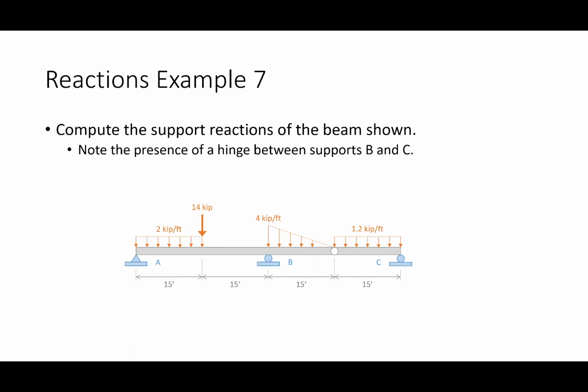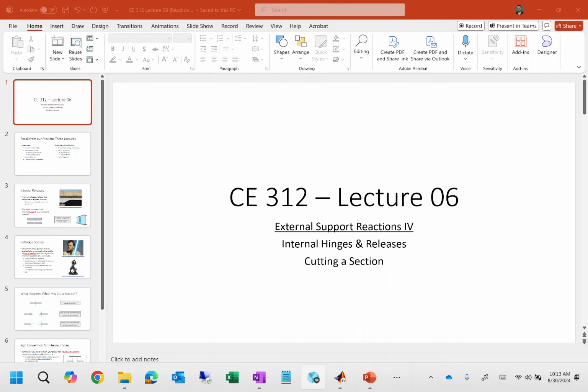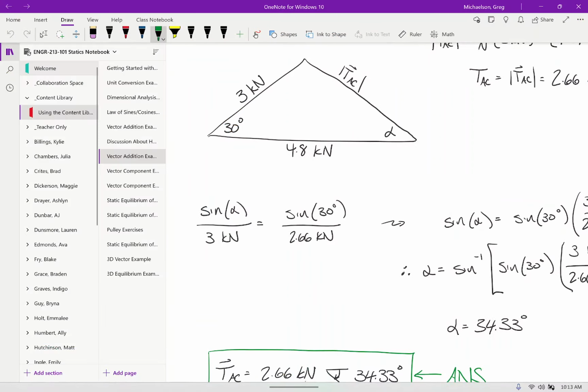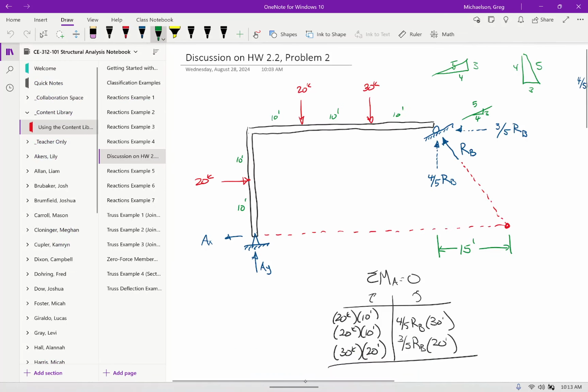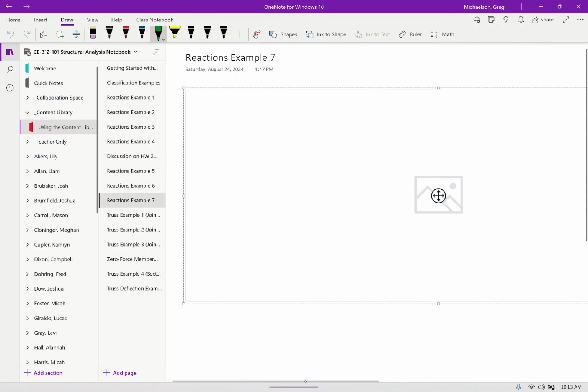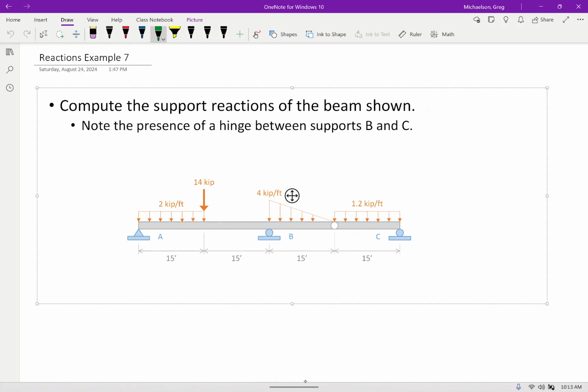Okay, so here, let me pull up the notebook so it's a little clearer. Okay, so this is a problem we're going to look at. There's a lot going on here. I have a 2-span beam. I've got a distributed load here, a point load here, a triangular load here. I got a distributed load here. I got all sorts of fun stuff.